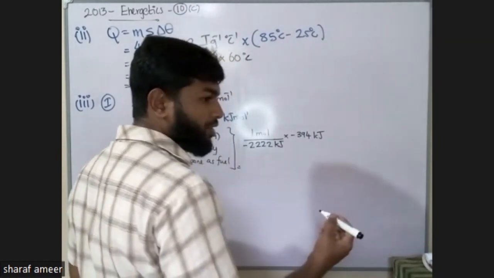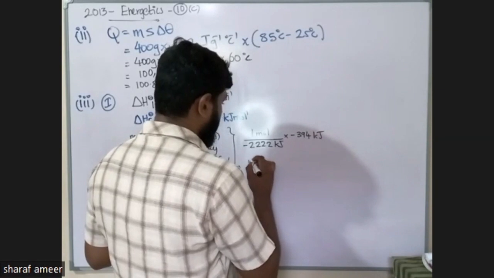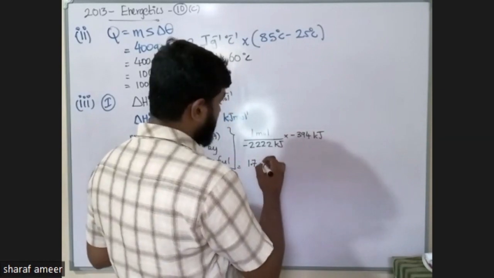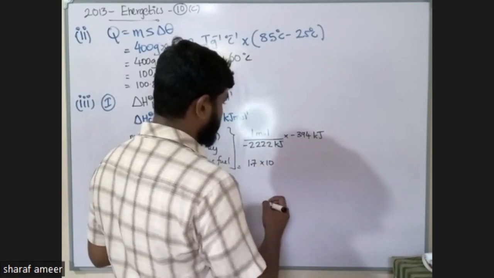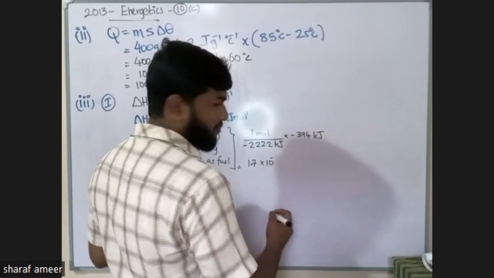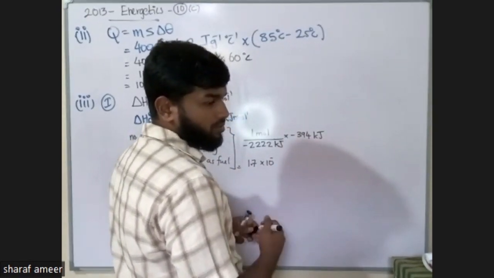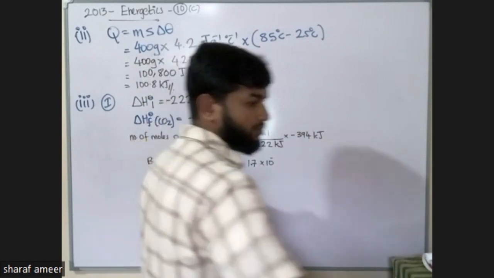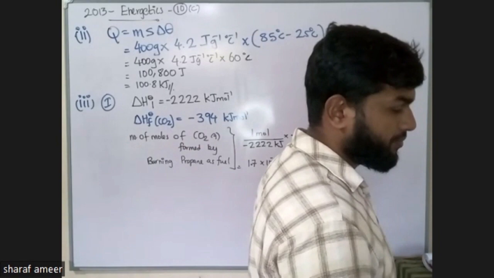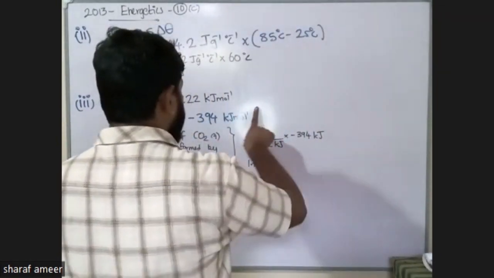So the answer is going to be 1.7 into 10 to the power minus. Wait a minute. Oh, I did a problem here. There's a problem.